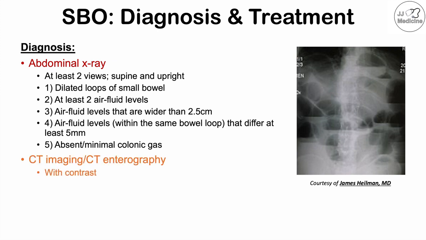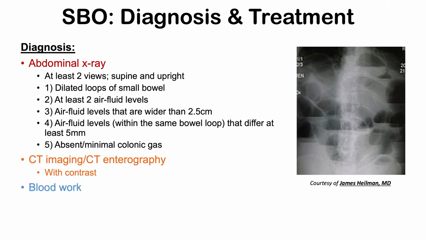So CT imaging with contrast can be used to see if the contrast can go through the entire gastrointestinal tract. If it does, if that contrast does reach all the way to the rectum, this is an incomplete or partial small bowel obstruction. If it doesn't, that is a complete small bowel obstruction.